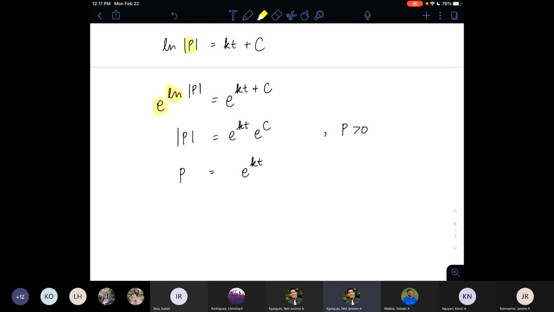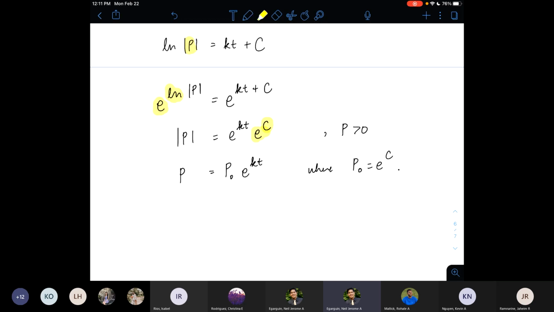Well, what can we say about that? Well, c is an arbitrary constant. If you use that as an exponent of e, we get another arbitrary constant, right? And let me call that arbitrary constant p sub 0, where p sub 0 equals e to the c.